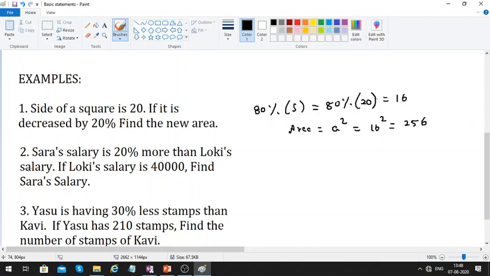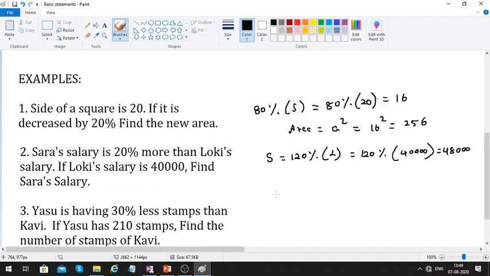Okay. Now moving on to the next one. Second question. Sarah's salary is 20% more than Loki's salary. Framing the equation between Sarah's salary and Loki's salary is the key thing here. So S is equal to, 20% more they are telling, so it should be 120% of Loki's salary. Now whose salary is given? If Loki's salary is 40,000, then Sarah's salary is going to be 120% of 40,000. If you calculate further, 120 divided by 100 into 40,000, you will be getting the answer as 48,000.